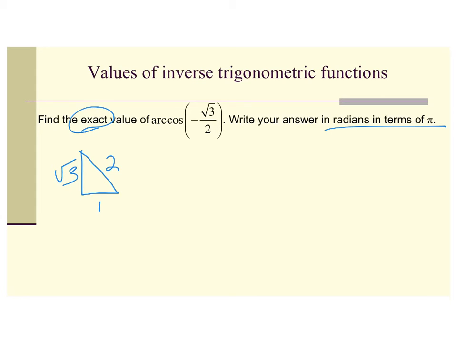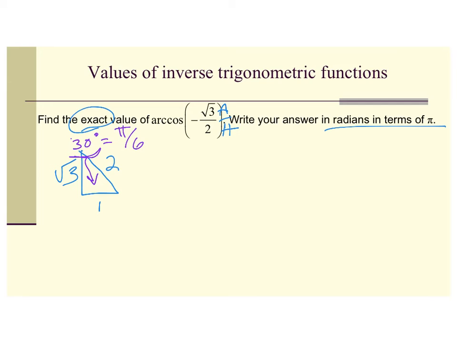So the cosine is adjacent. So what's adjacent to the root 3? Because this is adjacent over hypotenuse. SOHCAHTOA. So adjacent is root 3. Hypotenuse is 2. So this angle, that's the angle I'm looking for. Notice it's opposite the 1, the smallest side. Therefore, this is a 30 degree angle, which is pi over 6 in radians.